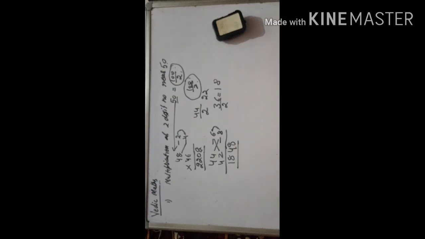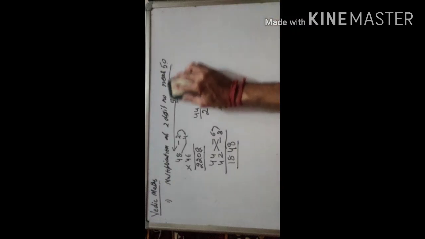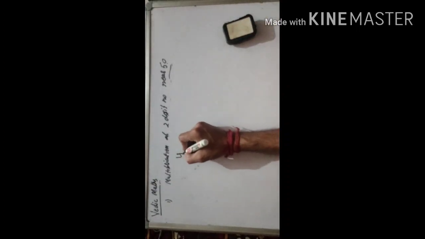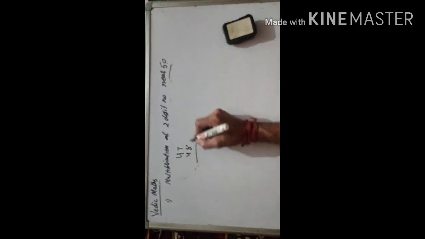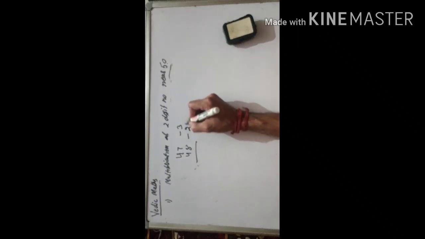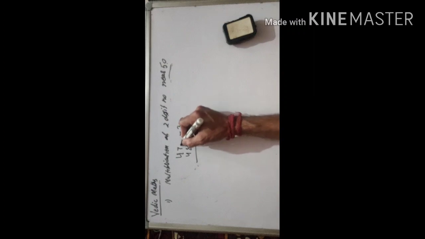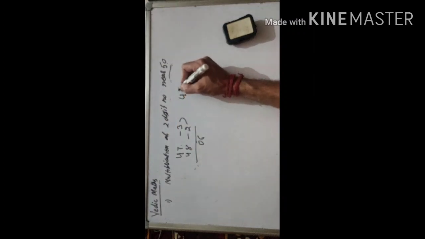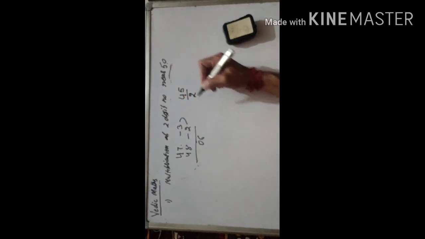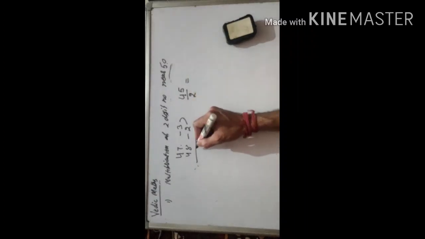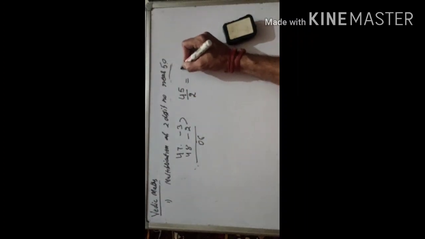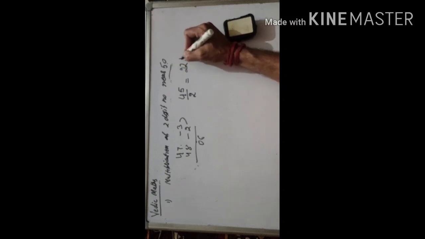Now in some cases like 47 into 48. Minus 3, minus 2. 3 2s are 06. Now 47 minus 2 is 45. When we divide 45 by 2, the answer is in fraction. Yes, that is 2 2s are 4, 2 2s are 4 and 1 by 2.